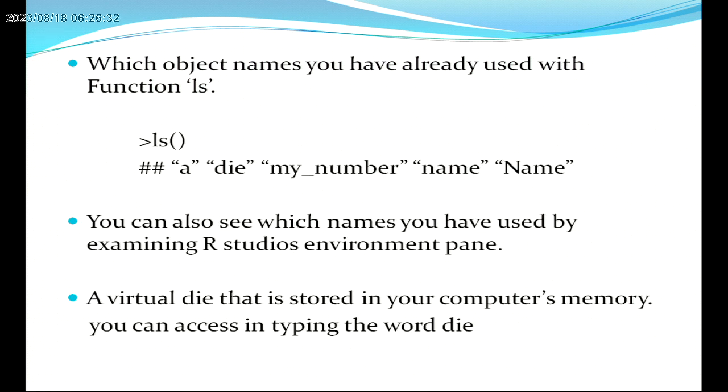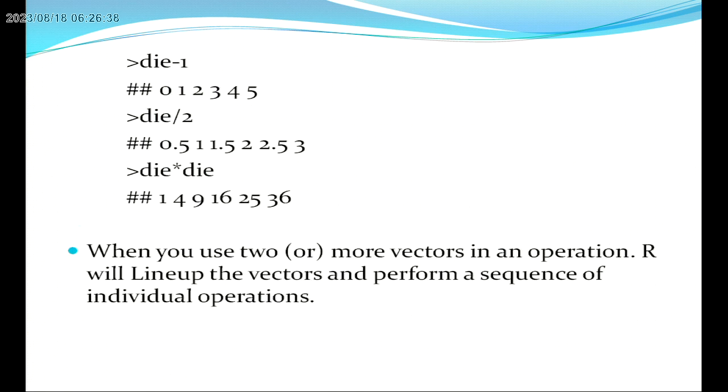die is a vector stored in your computer's memory, and you can access it by typing the word die. Already we know die refers to the values 1 to 6. Now the example die minus 1. It subtracts 1 from each value of die and shows the answer: double hashtag 0, 1, 2, 3, 4, 5. Every value is reduced by 1. Another example, die divided by 2. We get the answer double hashtag 0.5, 1, 1.5, 2, 2.5 and 3.